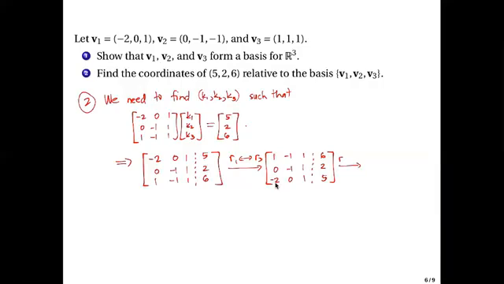So we can have row 3 plus 2 row 1. So we just copy row 1. That's 1, negative 1, 1, and then 6 in here. We copy row 2. It's still 0, negative 1, 1, and then 2 in here. For row 3, we have negative 2 plus 2 times 1. That's 0. 0 plus 2 times negative 1. That's negative 2.